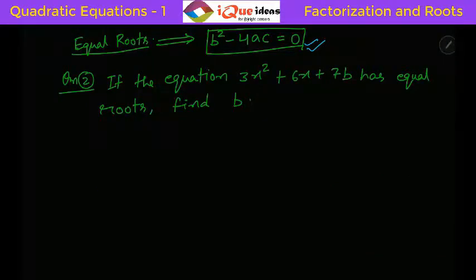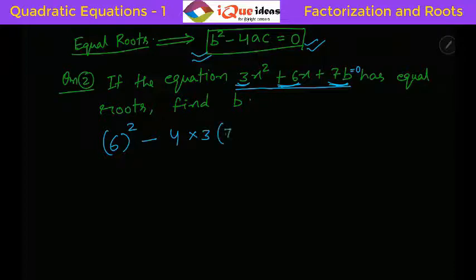It says if the equation 3x square plus 6x plus 7b has equal roots, it must be equal to 0, has equal roots, find b. Now in this equation, as you can see, a is 3, the coefficient of x square, b is plus 6, the coefficient of x, and c, the constant term, is 7b, and this b we have to find. So be careful, apply this formula, b square minus 4ac. So in place of b it will be 6 square minus 4, in place of a it is 3, and in place of c it is 7b, right, that is equal to 0.